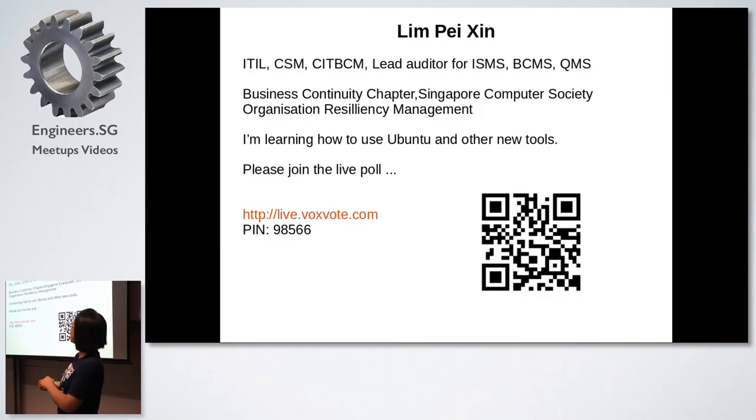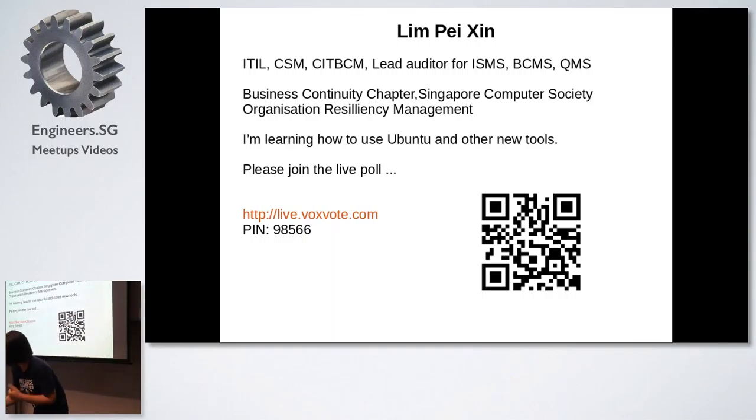You may experience some technical glitches today. I am very new to Ubuntu, but I'm learning how to use it on this little baby. And as you can see, I'm also trying out some other tools. So, are you guys good?